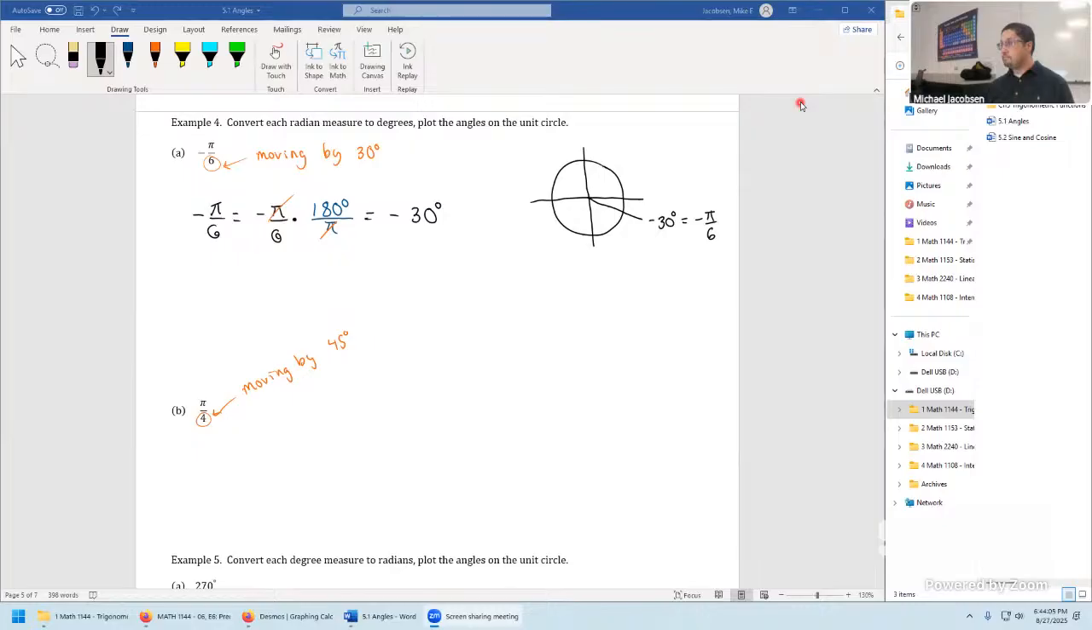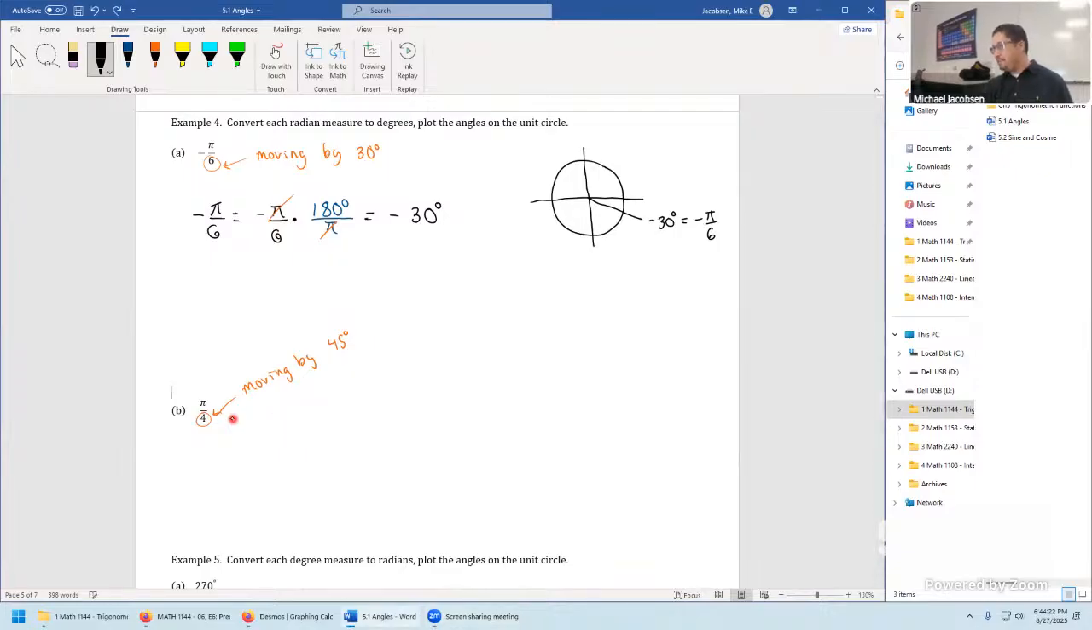Okay, well, let's try this out again. Really, there's not a lot of real algebra arithmetic happening here. We're just picking the right conversion factor and simplifying down. So let's try it again on pi over 4.